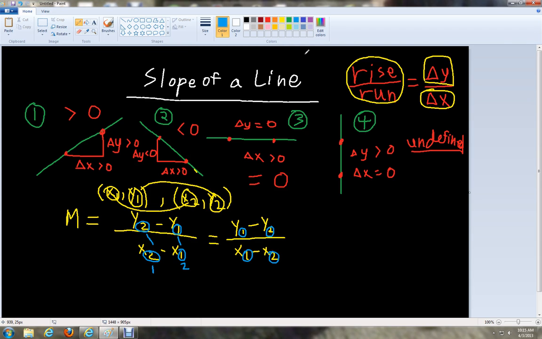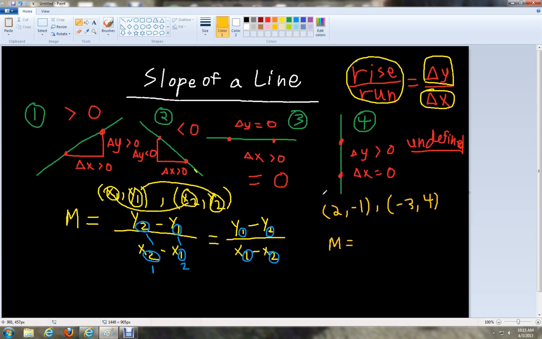Okay, so let's do an example of calculating the slope of a line. Let's say we have 2 points. We have 2 and -1, and then our other point would be -3 and 4. So we want to find the slope of the line just using these 2 points.